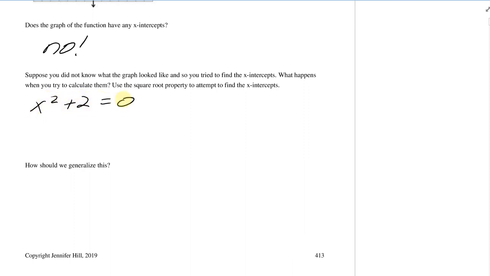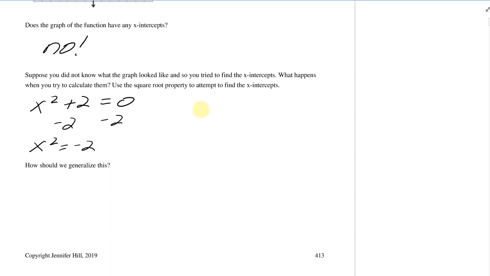Okay, so notice that I can use the square root property to figure this out. I can't factor it, but I don't have another x, right? I just have x squared. So if you have just x squared, then you can go ahead and use the square root property. So notice what happens if I try to do this. I subtract 2 from each side, so I get x squared equals negative 2.